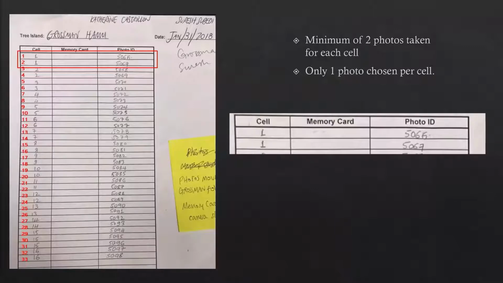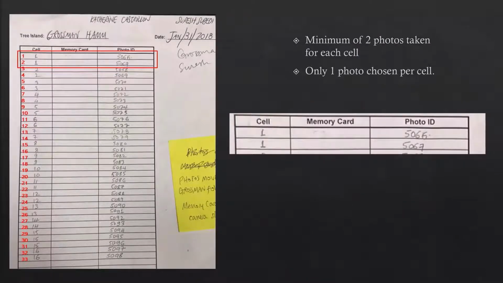As discussed, we have 33 photos. However, we have 16 cells total for Grossman. Only one photo can be selected per cell, and that photo will undergo image processing in GLA. The total output for Grossman is 16 processed images and 16 summaries, which I'll get into momentarily.